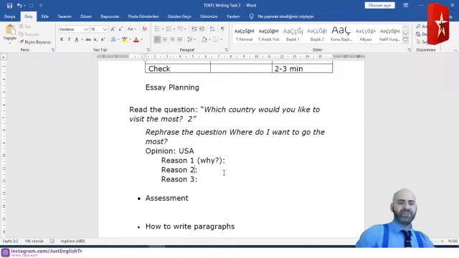So, when we decide what is our opinion, then we need to come up with 3 reasons why we think like that. Whose idea was USA? Soydan. So, Soydan, can you tell me why do you want to go to the United States? Other students also can help, of course, and tell me the reasons why do you think person wants to go to USA. We need minimum 3 reasons, guys, so please be active.